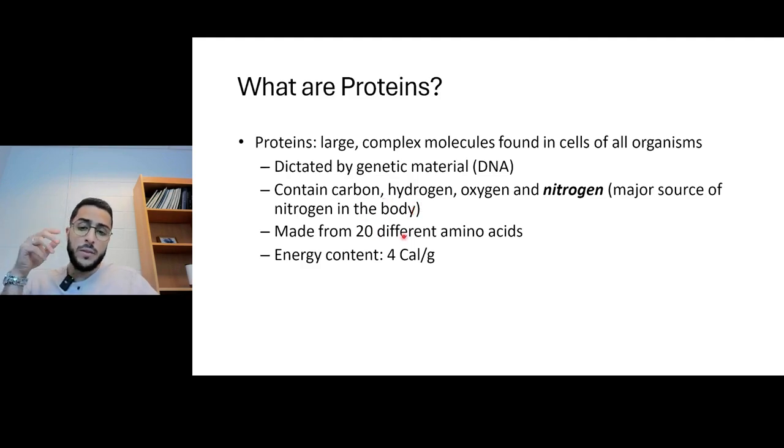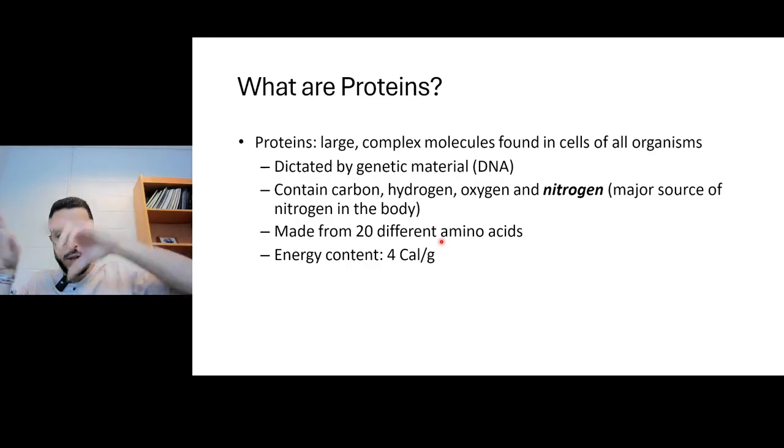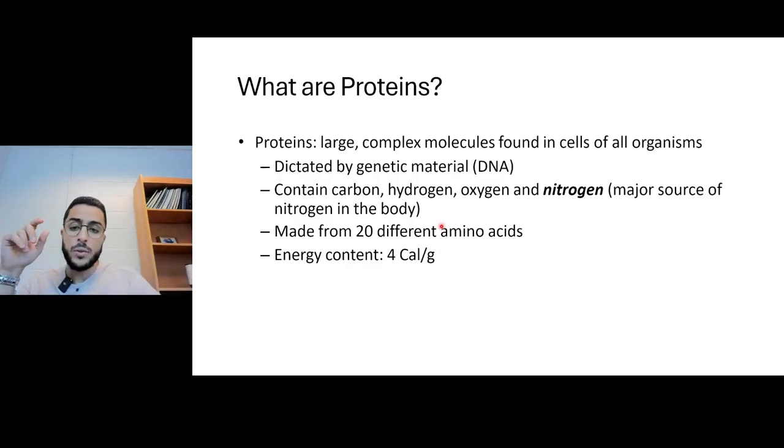Proteins are made from 20 different amino acids. These amino acids are dictated by the DNA, the codons that lead to the amino acids. And so there's 20 of them. In nature, there's more than 20 amino acids, but only 20 of them are encoded by DNA. When we're talking about proteins in terms of food content and energy, each gram of protein provides 4 calories with a big C of energy.